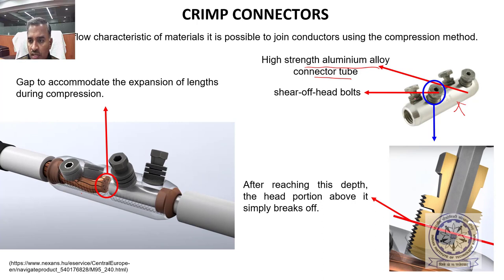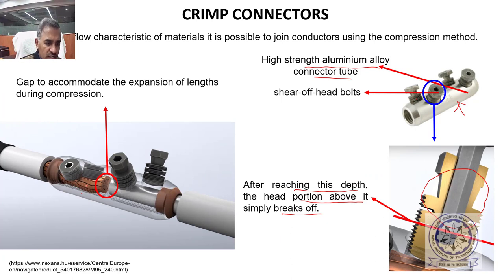These will cut off after, for example, here the bolt is shown. After reaching this depth, the head portion above it will simply break off. So this entire portion will simply break off, so that the surface will be smooth. So this is how it is done actually.